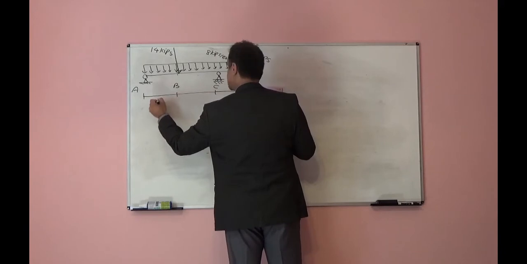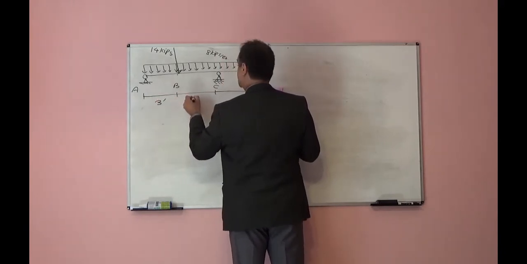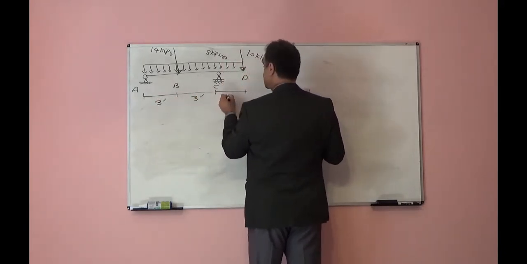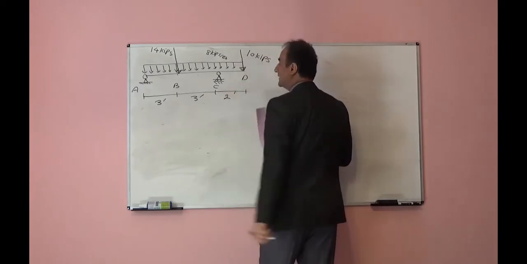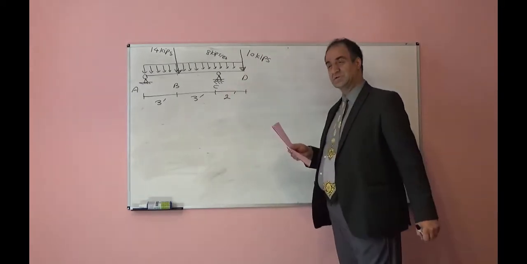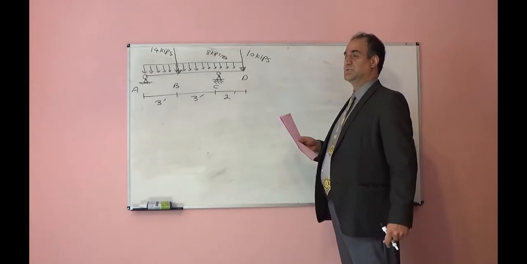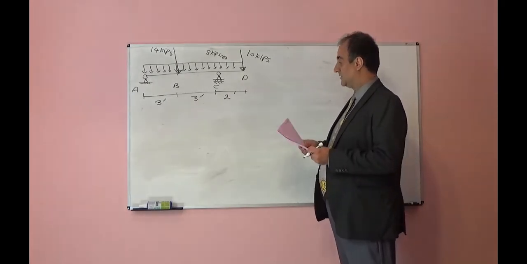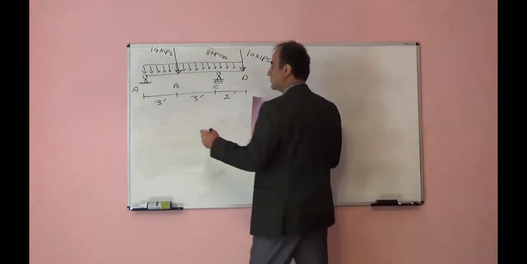Let's look at the lengths. From A to B it is 3 feet. From B to C 3 feet. From C to D it is 2 feet. We want to find reactions. We want to find the shear diagram and moment diagram. It is very easy. First we will find the reactions.